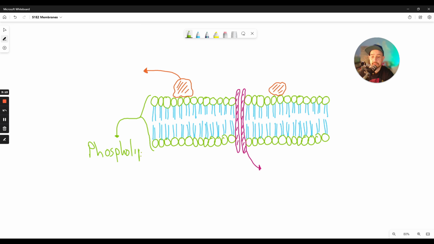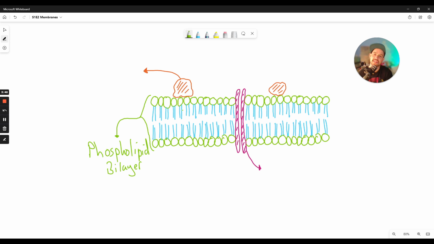Phospholipid bilayer. Okay, and at National 5 level, you just need to be able to name it. But you'll notice that the tails are always pointing inwards and the heads are always pointing outwards. And that's because the tails are hydrophobic. That means they don't like water. Okay, and so they kind of hide themselves away from the outside world. And the heads are hydrophilic, philic meaning to like, and so the heads are always pointing outwards towards the water.